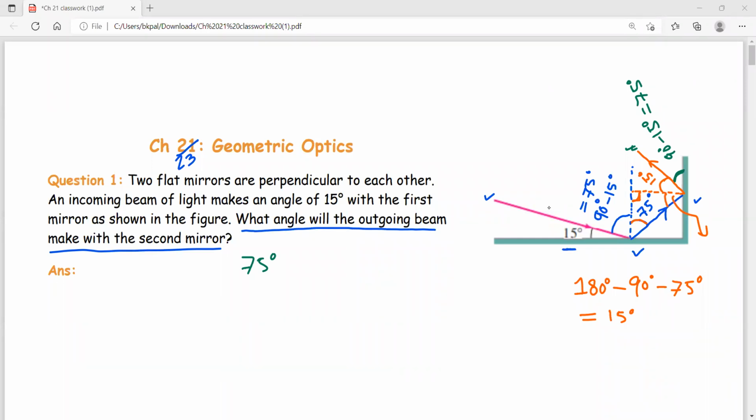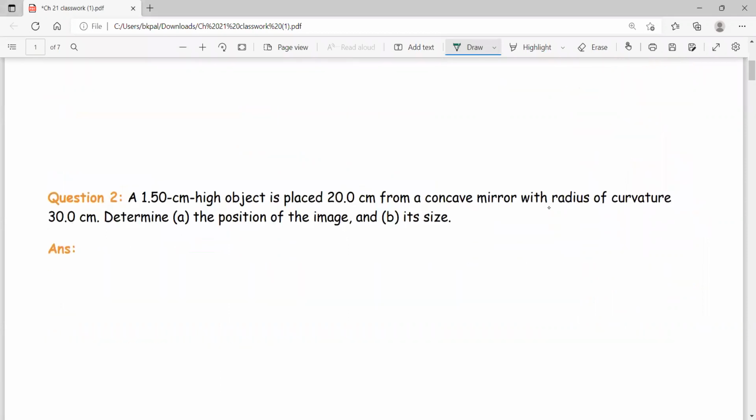See how I solved this problem, and try to understand. Here we just use the law of reflection and some geometry. All right, the second one.